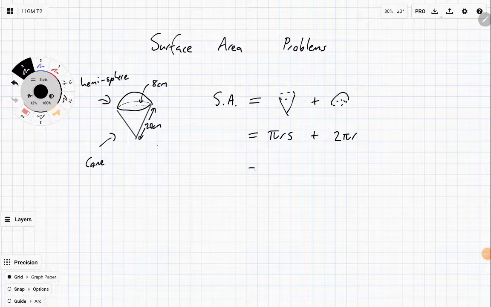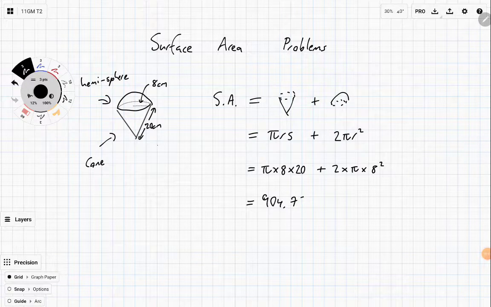With this, we can substitute in our numbers, so pi times the radius, which is 8, times the slant, which is 20 for the cone, plus, 2 times pi times 8 squared, because that's the radius. And with that, that'll give us our answer, which gives us 904.778, rounds to 904.78, and units is going to be centimeters squared. Okay, so that's one example.